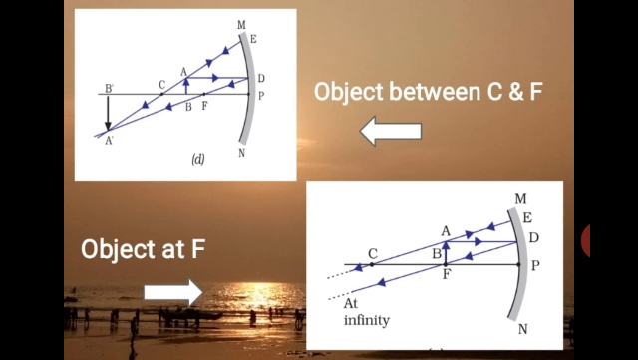Next, when we place the object at F, now the parallel ray going towards the mirror AD again passes through the focus. This is the rule. The second ray passing through the center of curvature is retracing its path, and we see that these two rays are parallel to each other. It means they will never meet.